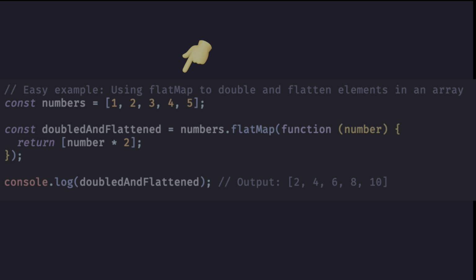In the easy example, we have an array of numbers. We use the flatMap method to create a new array. Inside the callback function, the number is doubled for each one and returned. Then it flattens these arrays into a one-dimensional array.